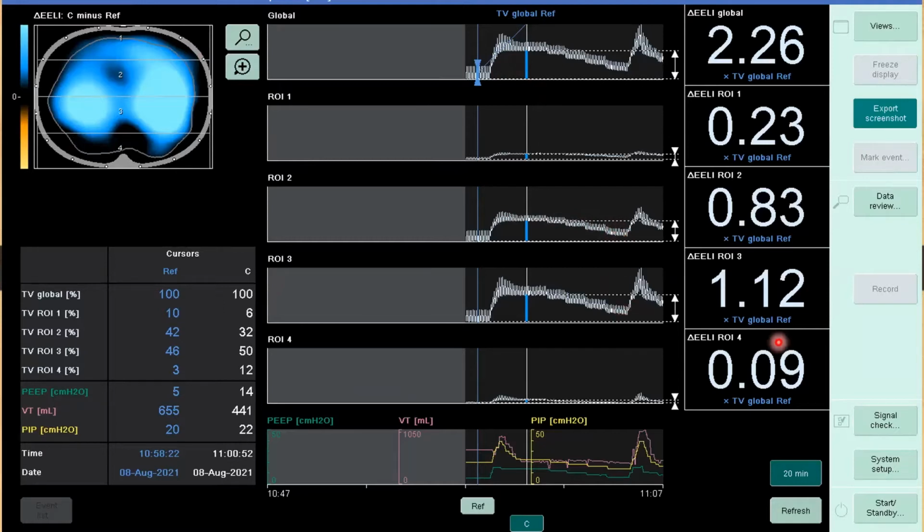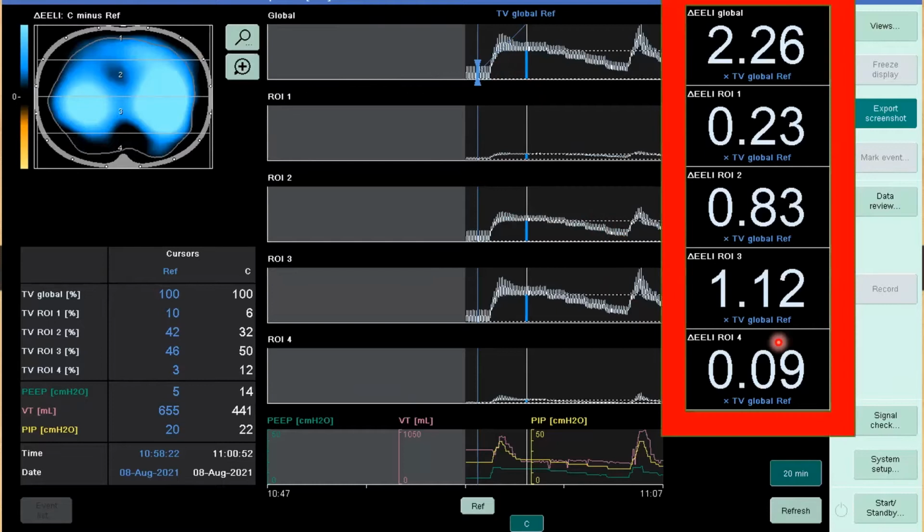Over here, we have the impedance values. This is the global impedance value. And then if you add up these, they add up to 2.26. So here's your ventral, mid-dorsal, and dorsal again. Now, remember that impedance means volume.